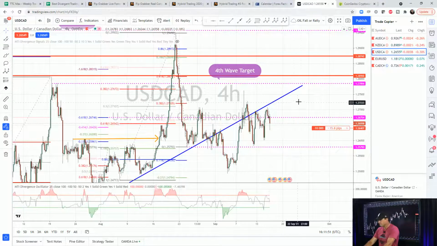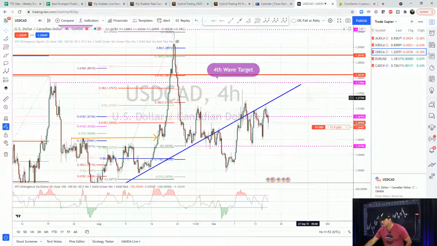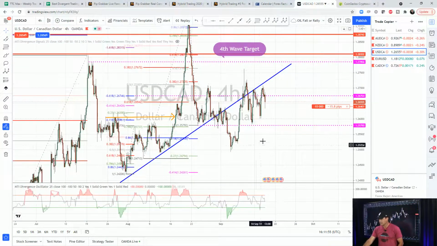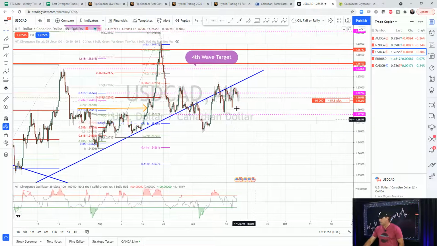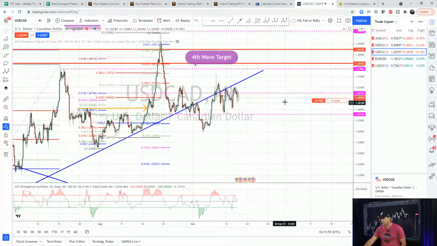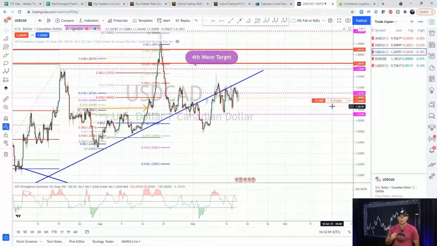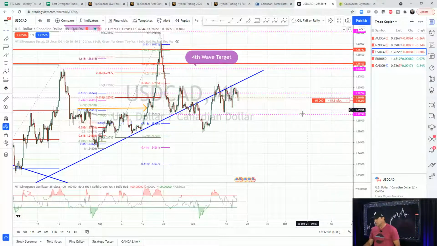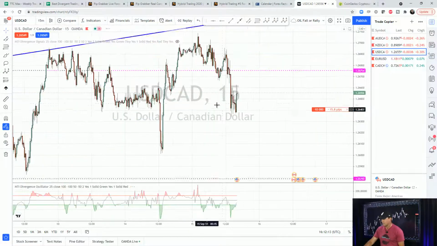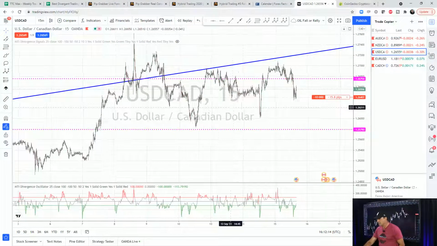All right, so here's a good setup right here. Now, traders, based on my trade copier, I've gone ahead and sold off already here. You can see I've sold off right here. We're down 15 pips already on the US dollar CAD. We have a sell position on this. Now, what I'm going to do is I'm going to go down to a lower time frame. Let's go down to the 15 right here. Now, here's the 15 here.